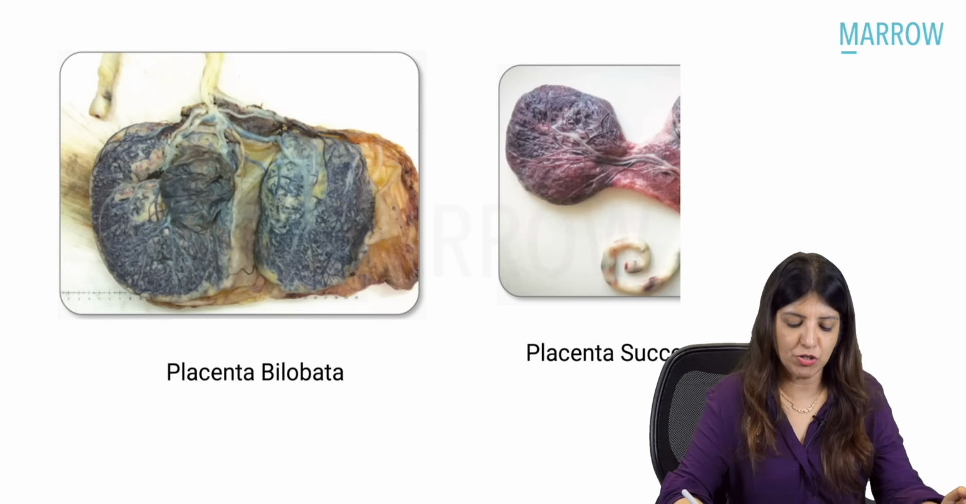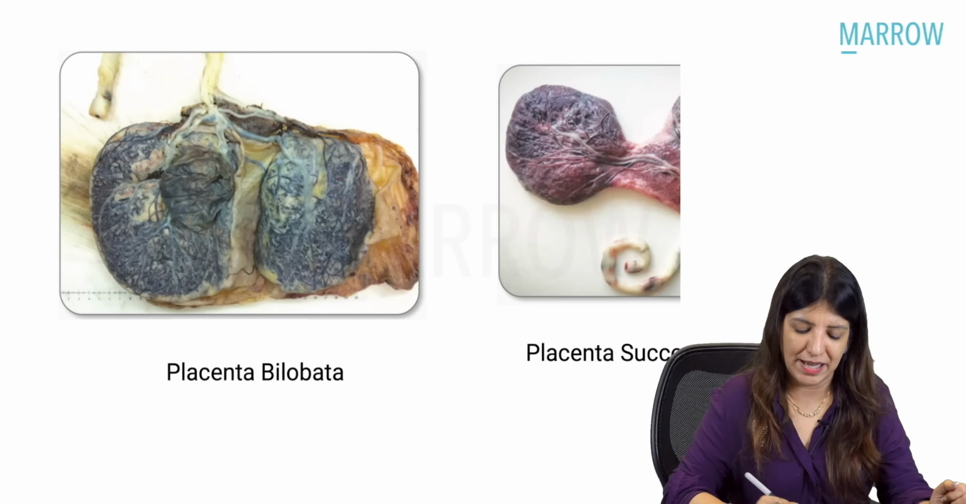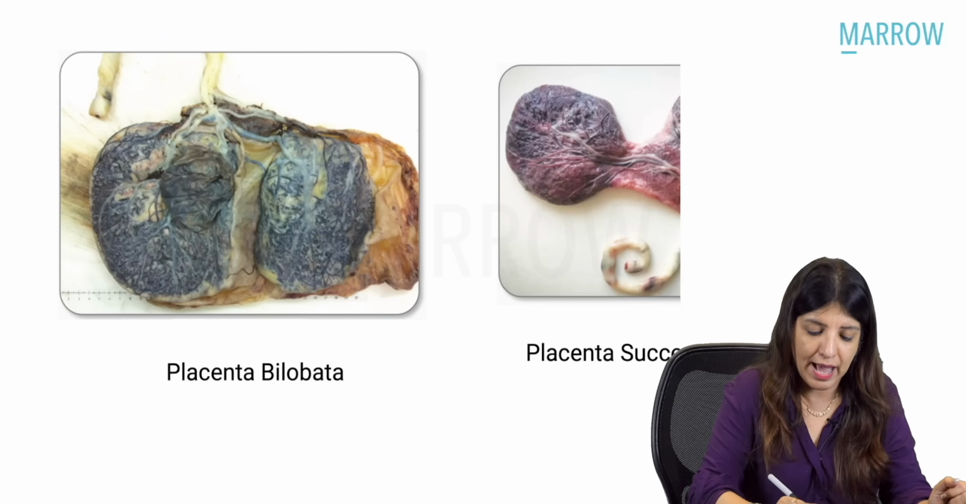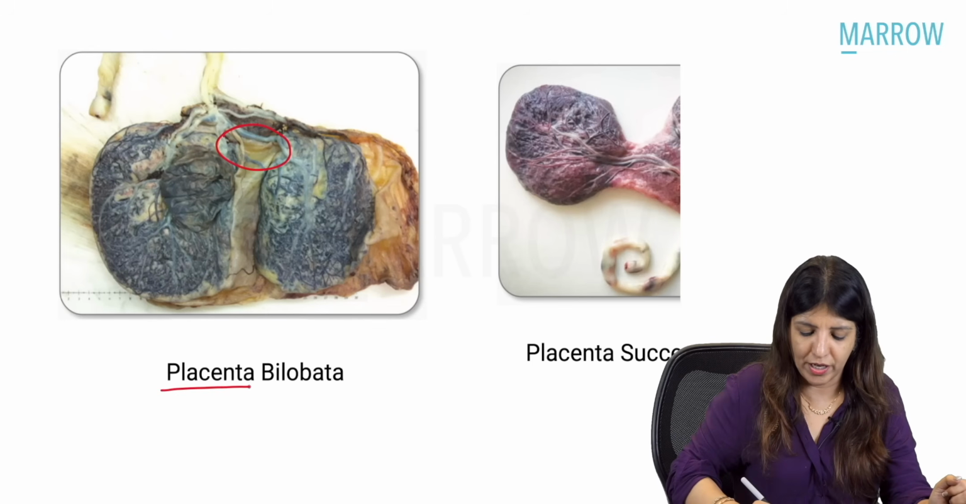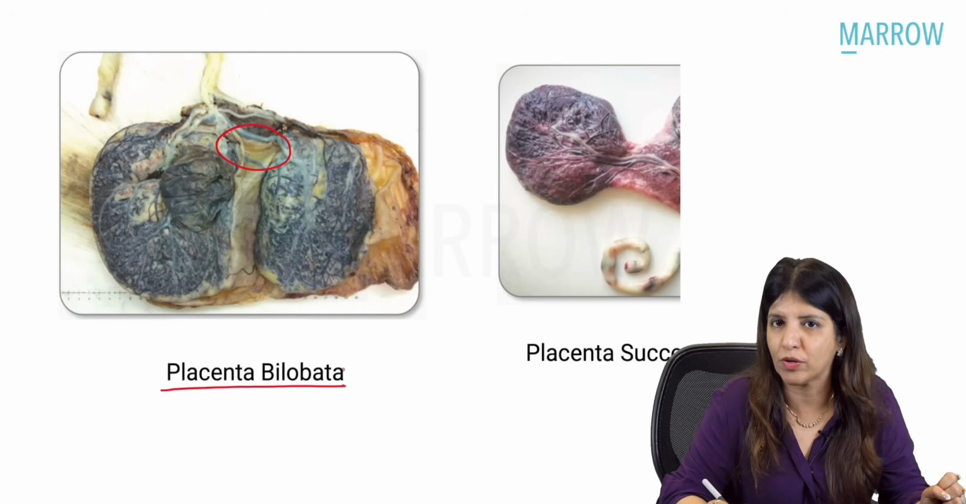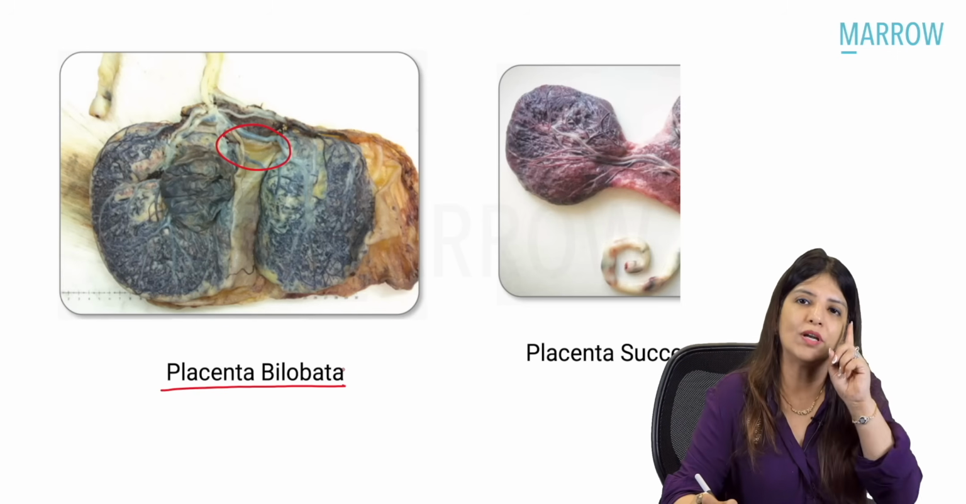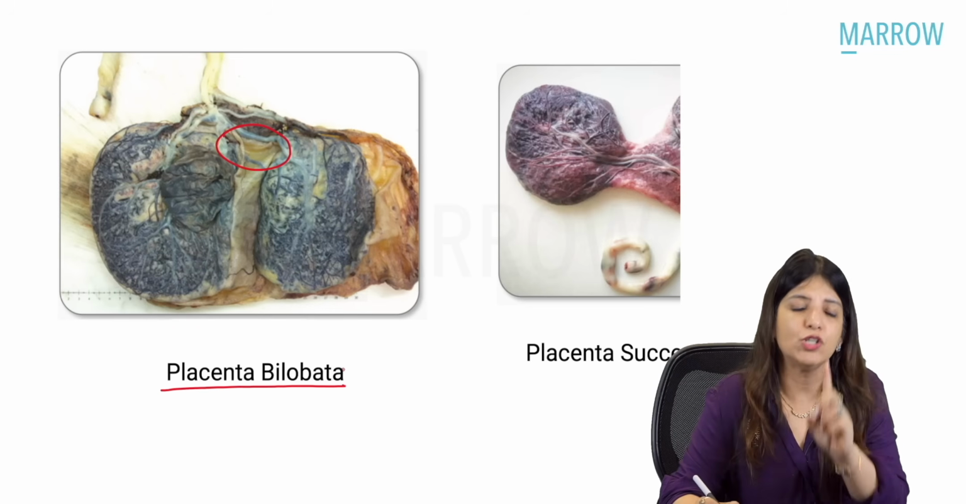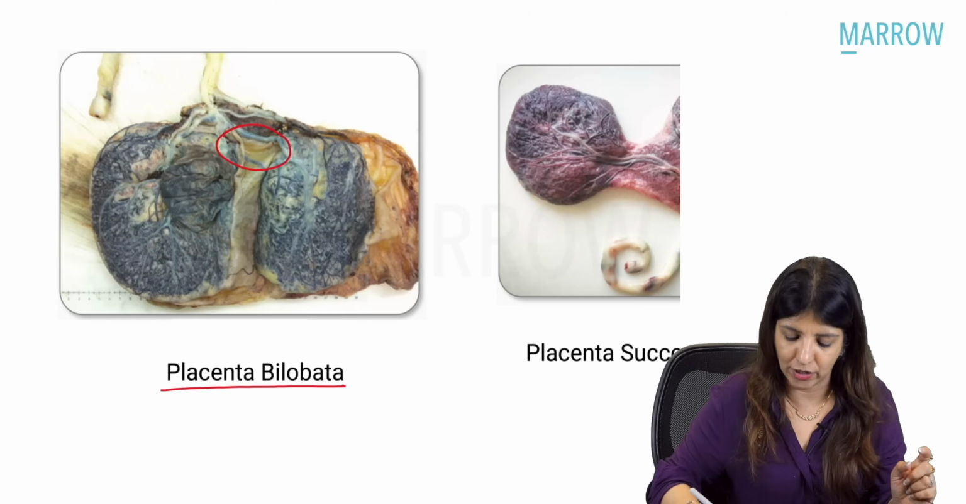Right? Next image over here, you are seeing that the placenta is divided into two lobes which are appearing almost equal, and I can see connecting blood vessels. So this over here is placenta bilobata. Why am I not calling it a placenta of twin pregnancy? Because I can see only one umbilical cord. I'm not getting two umbilical cords. In twin pregnancy, there will be two umbilical cords.